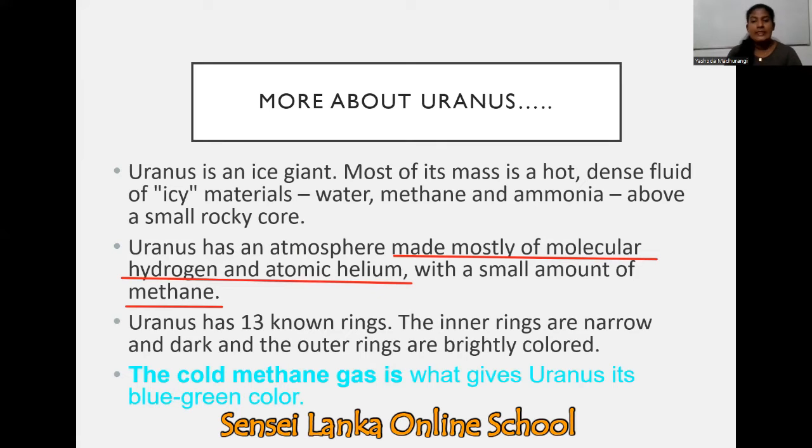The cold methane gas is what gives Uranus its blue-green color. Can you see the color of my font here? So it is similar to the color of Uranus. Cold methane gas is the reason for this color. What is the color? Bluish green color. What is the reason to get that color?